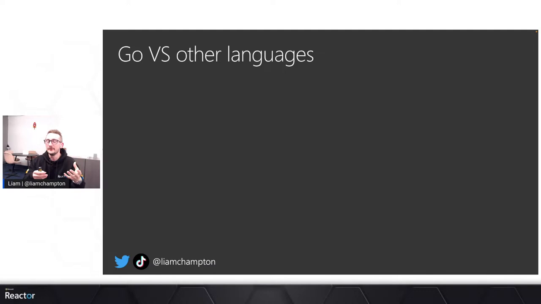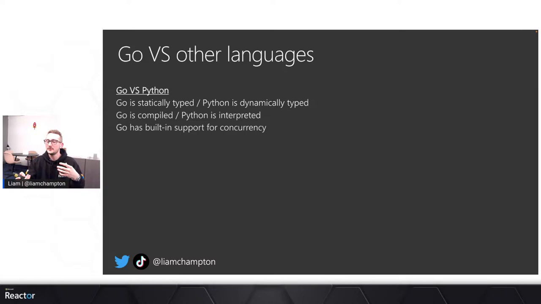So with Python, Go is statically typed, Python is dynamically typed. Go is compiled, Python is interpreted, so it's done at runtime. Whereas with Go, you build a binary and you call the binary. It's already packaged up. That gives you a little bit of safety when it comes to error checking. You might have bugs, but you wouldn't get a compilation error at that point, because you've already compiled your code down into machine code, into a binary. And of course, Go has built-in support for concurrency using goroutines, channels, interrupts, etc.